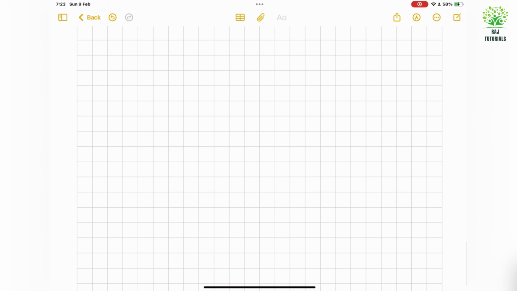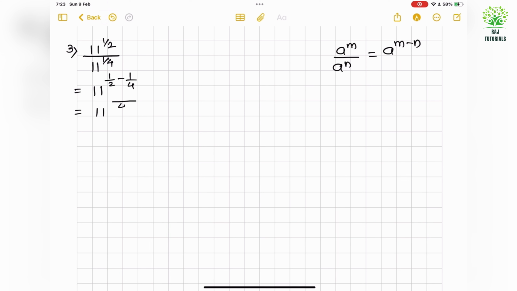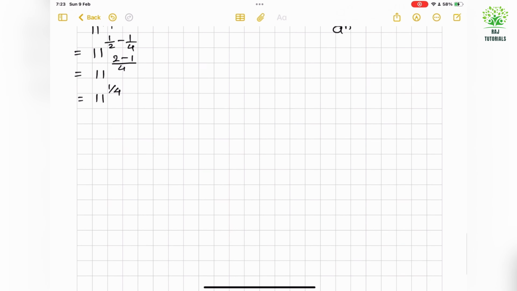Next, third one is 11 raised to half upon 11 raised to 1 by 4. So here I can use the identity a raised to m upon a raised to n equals a raised to m minus n. So using that identity, this will become 11 raised to 1 by 2 minus 1 by 4. Now 11 raised to, LCM is 4, so 2 minus 1. So that will be 11 raised to 1 by 4. So final answer came as 11 raised to 1 by 4.